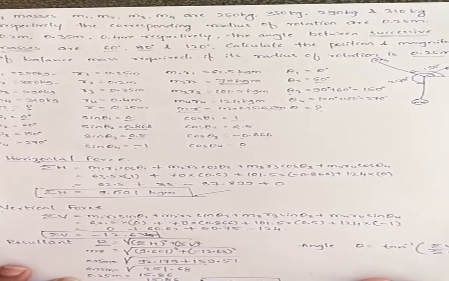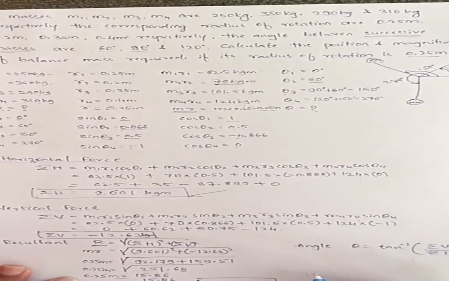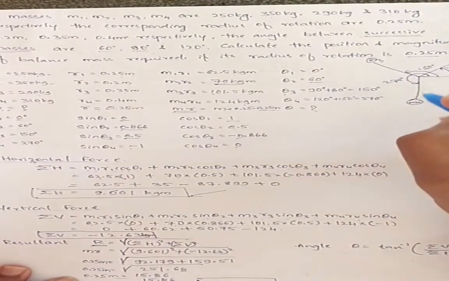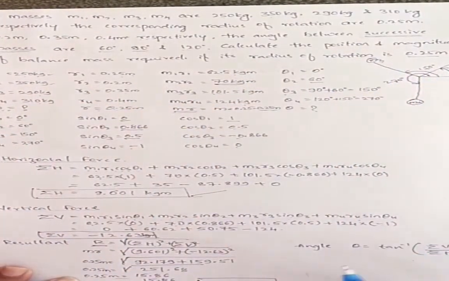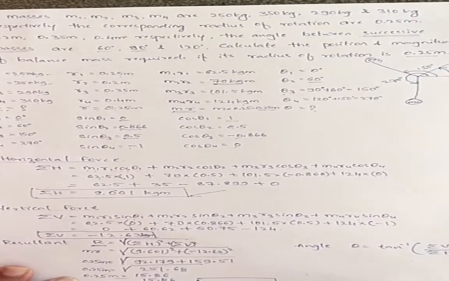So then finding out what is the angle, see, that means you can balance all these four masses which are revolving in the same plane by one mass of 63.44 kg. At what angle you are balancing, that we will find out.